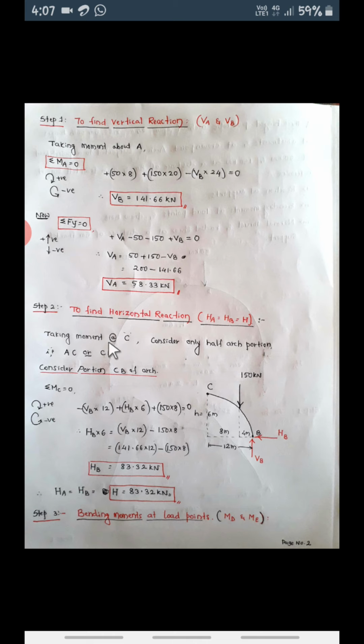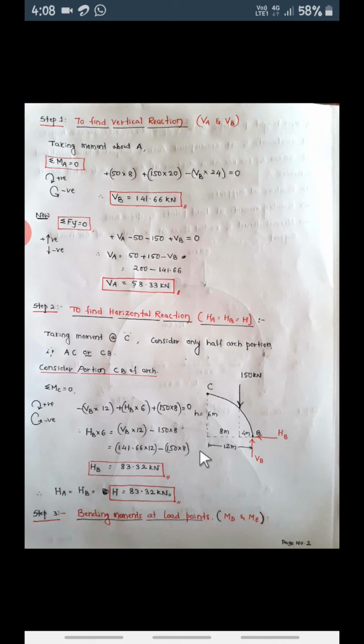Similarly, we find the horizontal reactions at A and B, that is HA and HB. HA and HB are equal here, so you can find any one. While finding the horizontal reactions, you can consider only the half arch, either AC or CB. So let us consider the half portion CB. This is C, this is support B. There are two reactions, VB and HB, and the 150 kilonewton force will be acting.